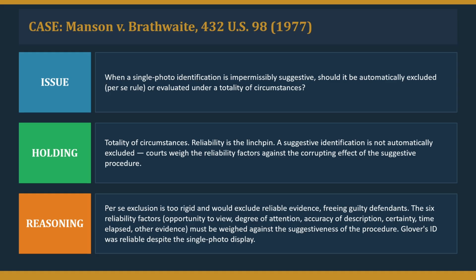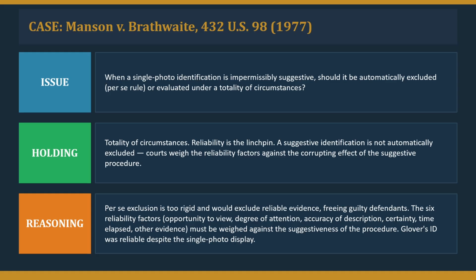2 days later, Glover came back to the office and saw the photograph. He immediately identified the person in it as the man who had sold him the heroin. There was no photo array. There was no lineup. Just one photograph. Brathwaite was arrested and charged. At trial, Glover testified about his identification of the photograph and made an in-court identification. The jury convicted. Brathwaite appealed, arguing that the single photograph identification was so suggestive that it violated due process and should have been excluded from evidence.